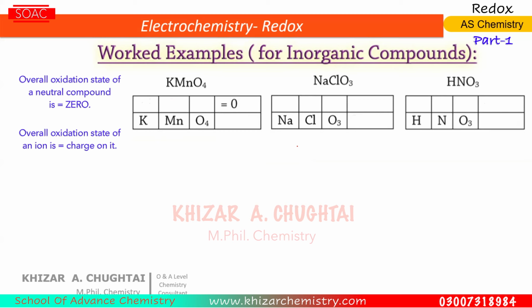Now I'm doing 3 to 4 examples. That will be all for today. And now example number 1: KMnO4, potassium, manganese, and oxygen. We are sure about potassium. It belongs to group number 1. So I will write +1 over here.